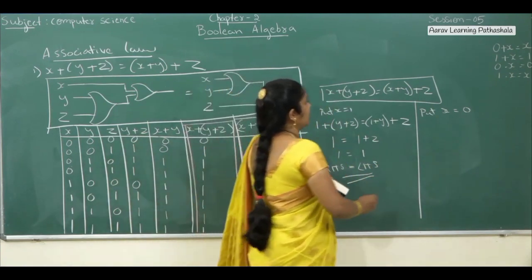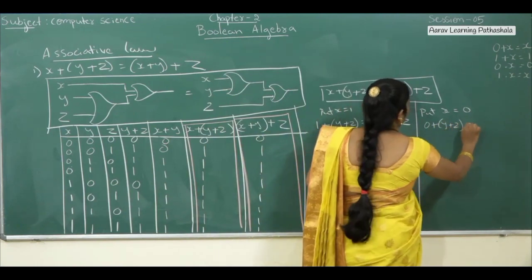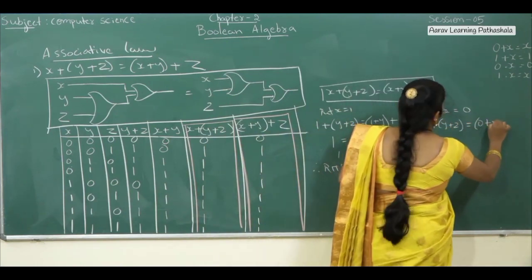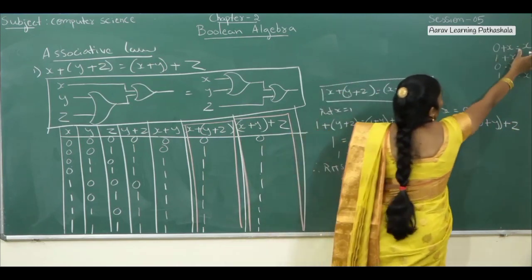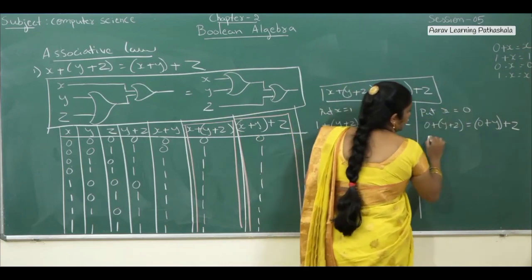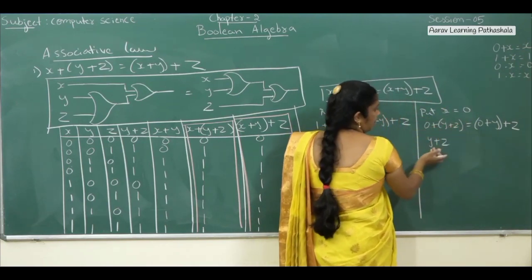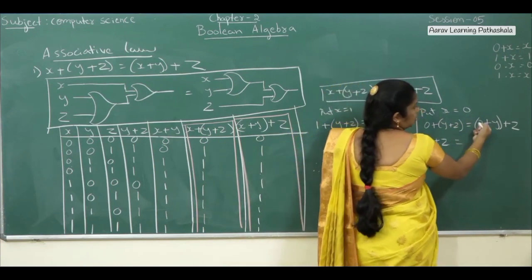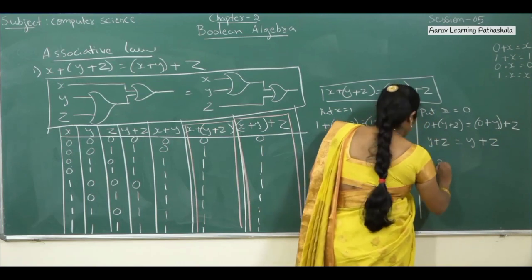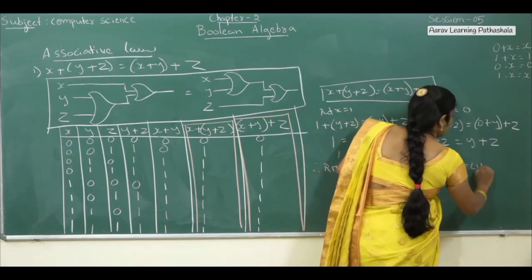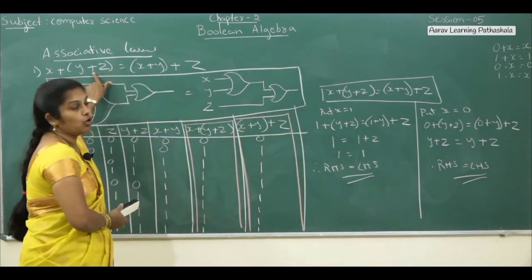Now put x equals 0. 0 plus (y plus z) equals (0 plus y) plus z. 0 plus any variable is nothing but the variable itself, so y plus z here we will get. This is 0 plus any variable, y plus z. Here also 0 plus y is nothing but y, plus z. Therefore, the right hand side value equals the left hand side value. This is your first associative law.